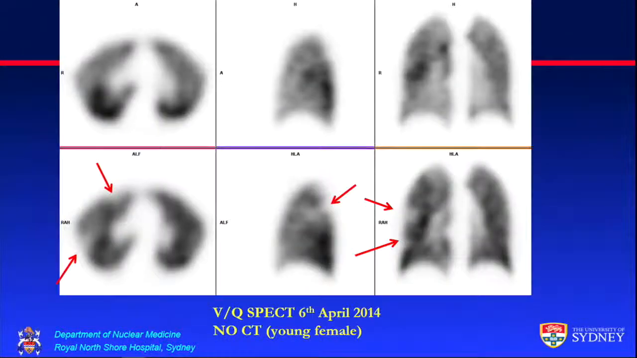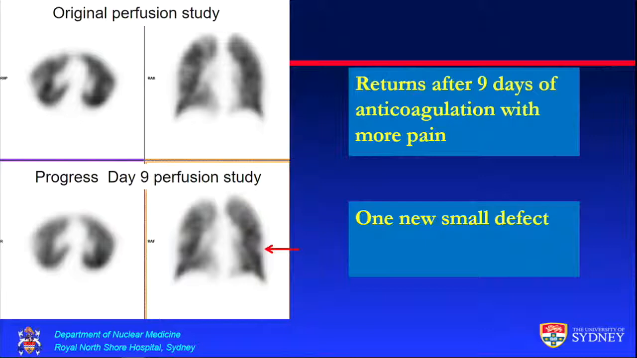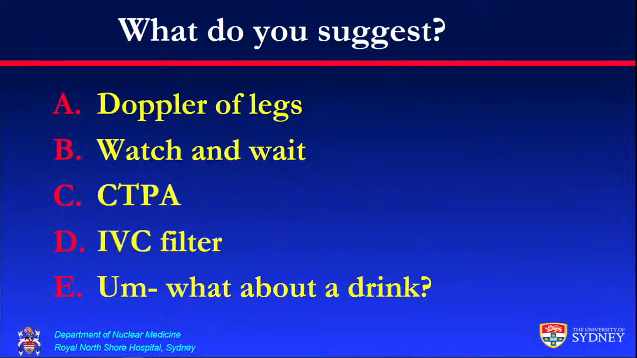However, and I'll show you those PE, you can see quite nicely there are multiple small perfusion defects here and here, and again here and here. She came back 9 days later after she'd been put on anticoagulation. She came back because she had some more pain. And we had a look, and this was the perfusion at baseline. This is her up-to-date study, and you can see there's one small new perfusion defect.